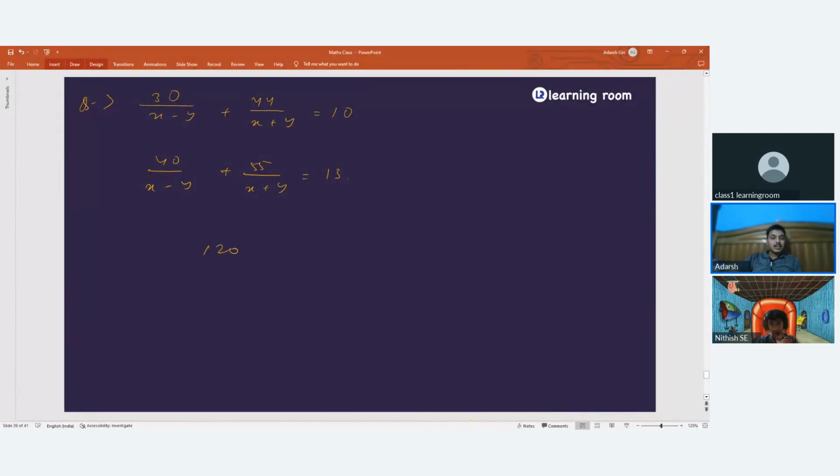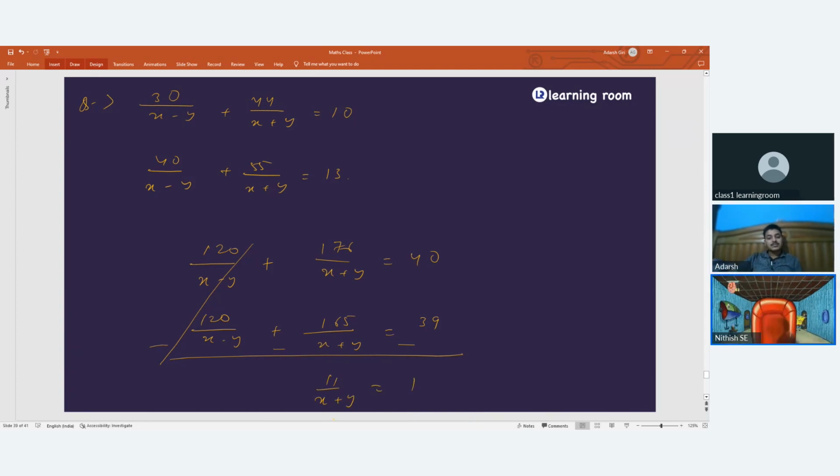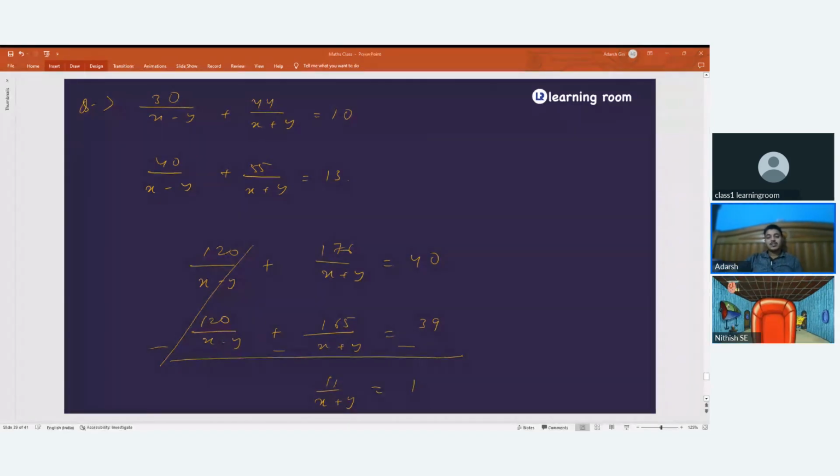The first equation became 120 by x minus y plus 176 by x plus y is equal to 40. Good. The second one: 120 by x minus y plus 165 by x plus y is equal to 39. Okay, so when you subtract, this will get cancelled. So it will be 176 minus 165, that is 11 by x plus y. How can you make such a silly mistake? Sorry, sorry, sorry.